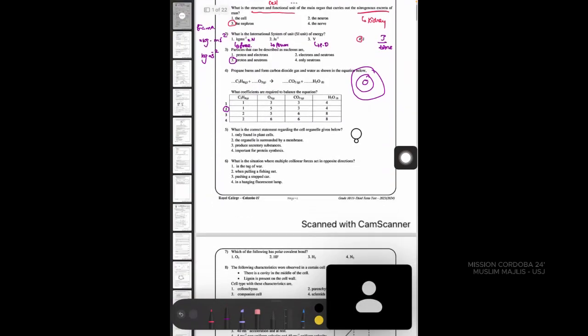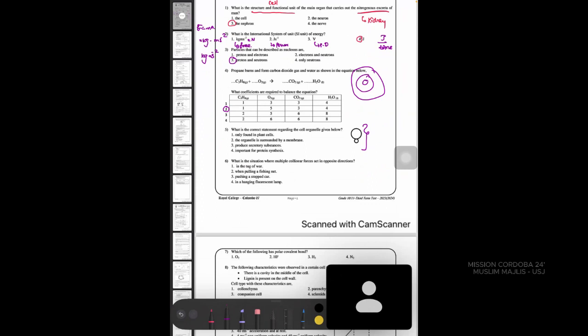Okay. What is the correct statement regarding the cell organelle that is given below? So what is an organelle? Organelles are smaller structures that are located within the cell. So what is this organelle? Now, what are the organelles you all know? Can you all unmute and tell me?